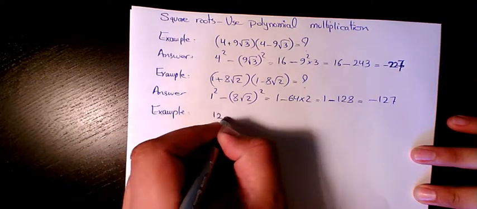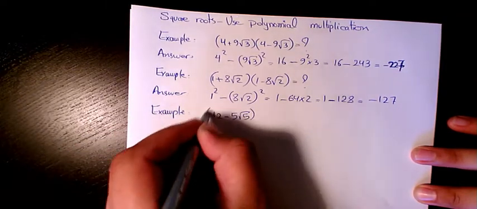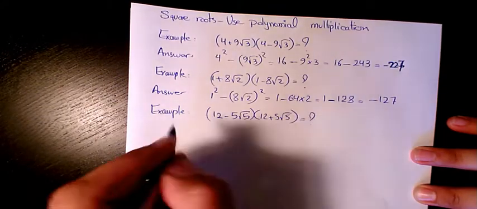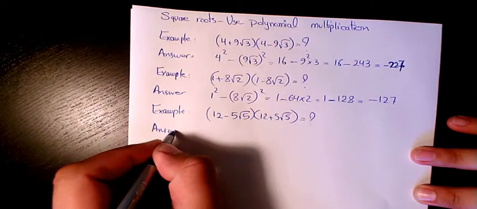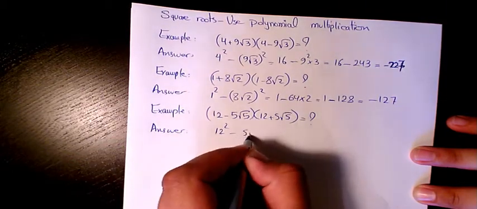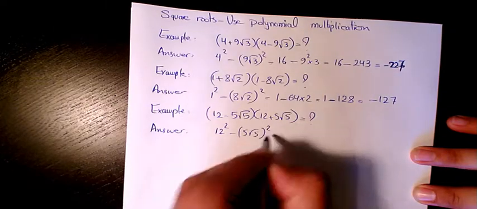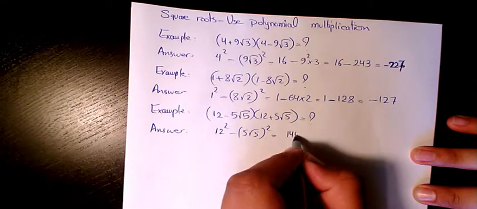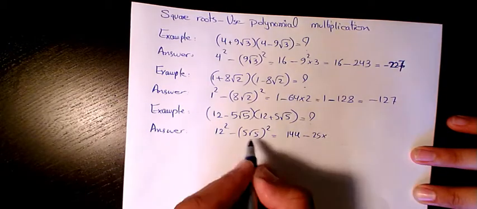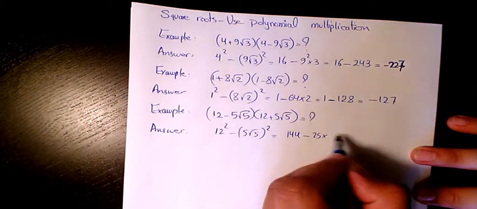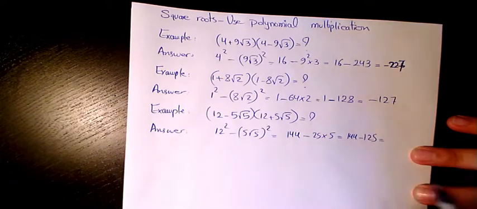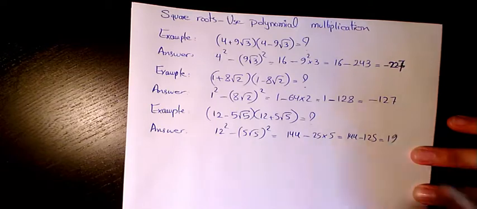Next example is 12 minus 5 root 5 times 12 plus 5 root 5. Answer will be 12 squared minus 5 root 5 squared, which is going to be 144 minus 5 squared, which is 25, times root 5 squared, which is 5. So it's going to be 144 minus 125 will be 19.